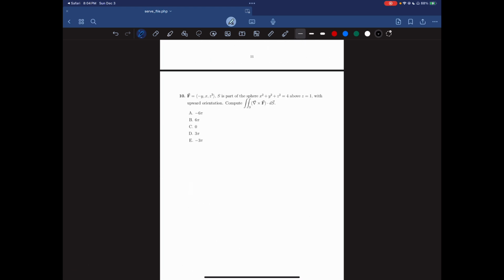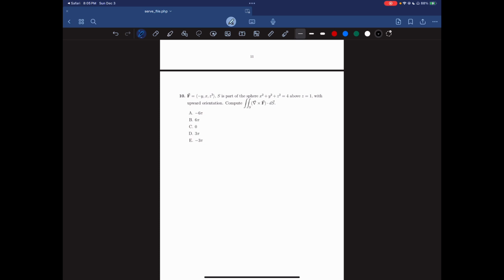Number 10, f equals negative y, x, z cubed, and S is part of the sphere x squared plus y squared plus z squared equals 4 above z equals 1. With upward orientation, compute the double integral over the surface S of del cross f dS. Okay, this is quite the problem here, but I think we can simplify it.